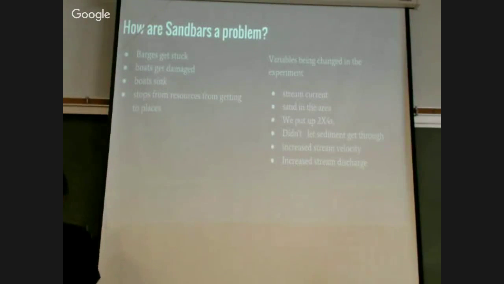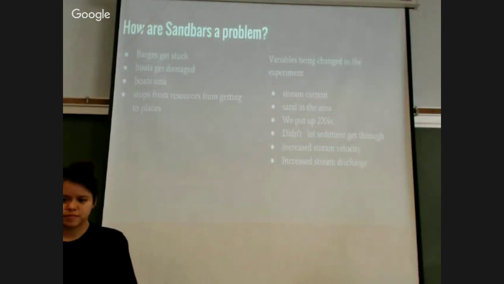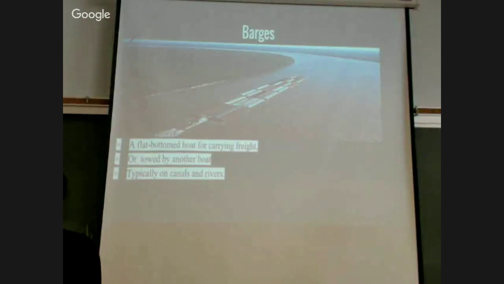Variables that change in the experiment are the stream current and the area. We put up 2x4s so sediment couldn't get through and increase the stream velocity and discharge. A barge is a flat-bottom boat for carrying freight, or it could be towed by another boat. And it's typically in canals and rivers.